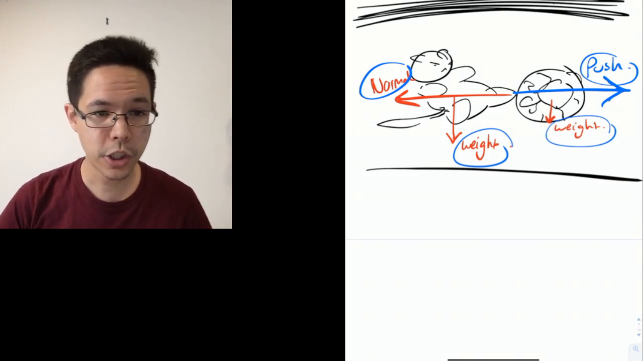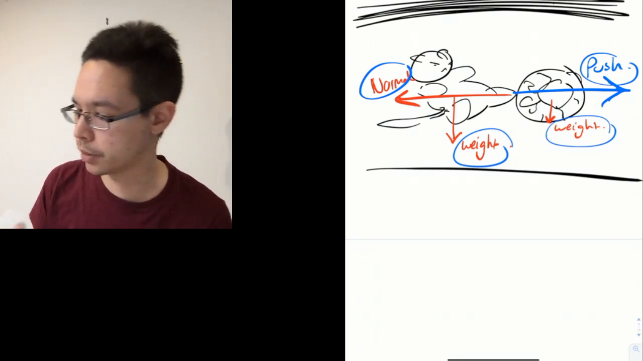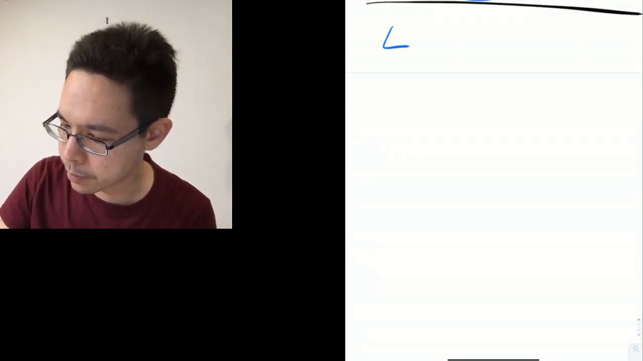Ruby asks, can you explain the gathering of like terms in algebra? Okay. Like terms.